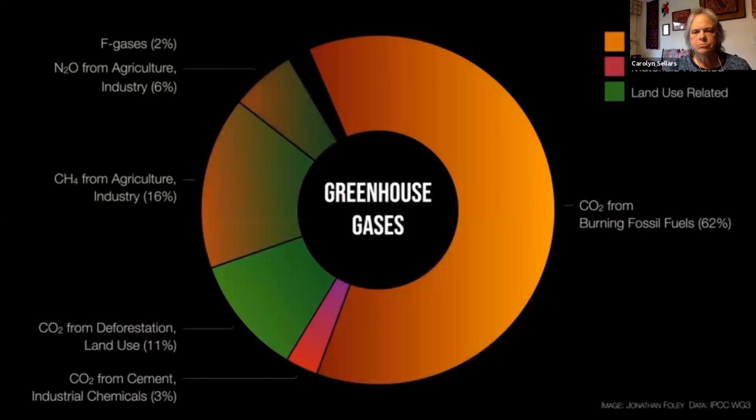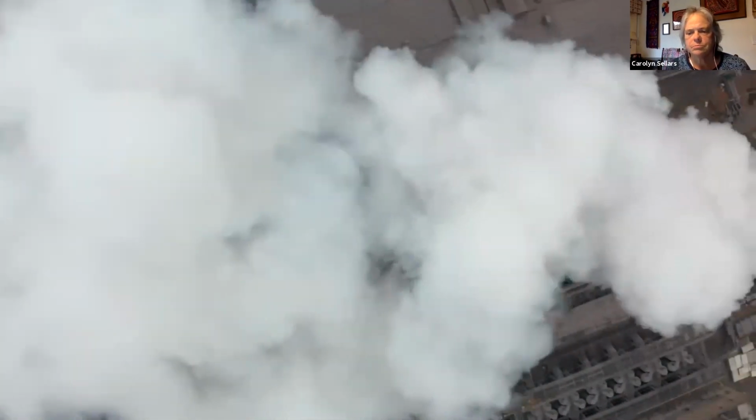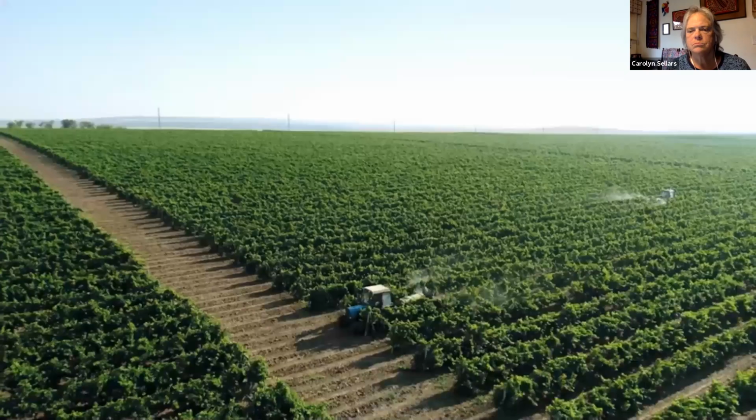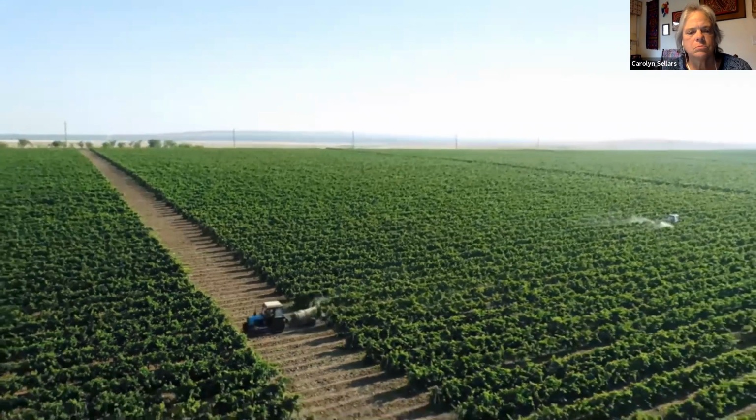Then we've got this stuff called nitrous oxide, which a lot of people don't even think about, but it's a big part of our climate change equation. And nitrous oxide, some of that comes from industry, but again, a lot of it comes from agriculture, especially using too much fertilizer or too much manure on our farmers' fields.